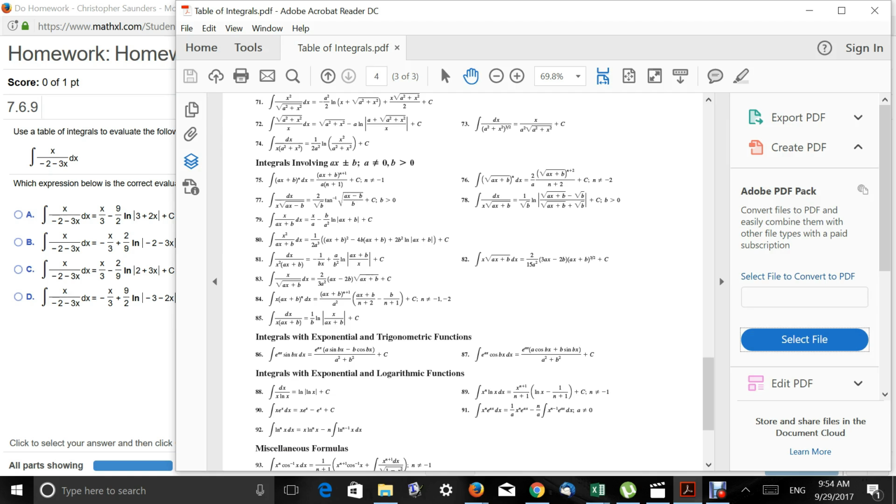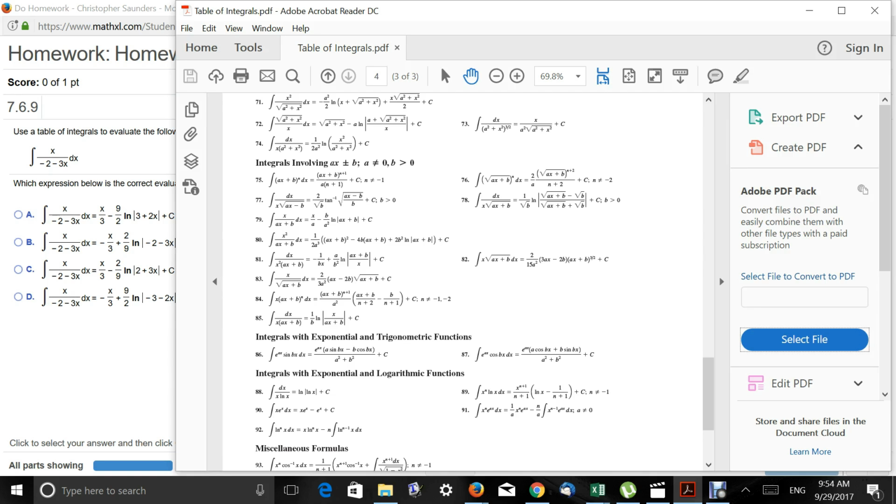Can we make that true here? In the way that it's given here, the b value is the constant that does not belong with x in the denominator, and that's negative 2. So far that's a problem. B is not positive in order to use integral number 79 here. So we actually have to do some algebra first in order to make that work.